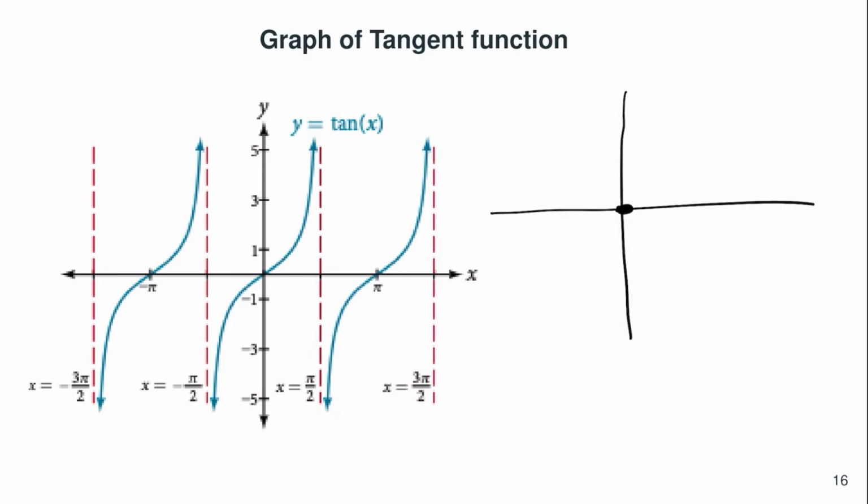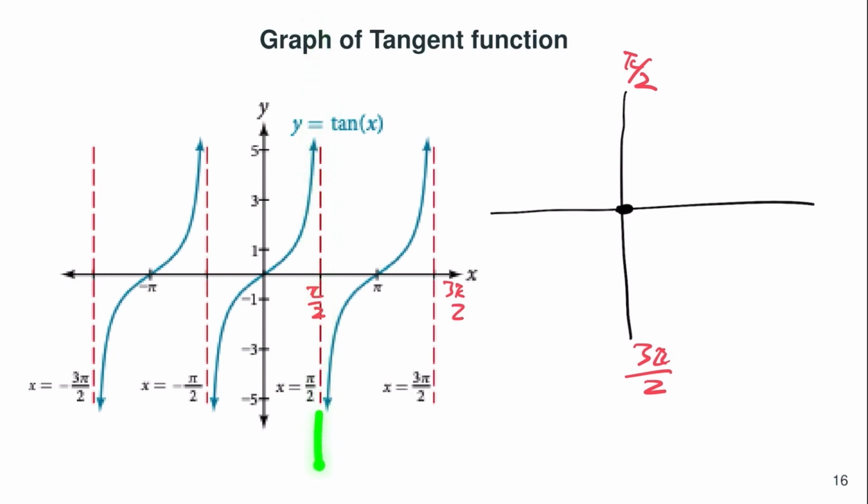So this right here is from pi over 2 to 3 pi over 2. So what's happening is that at pi over 2, this angle right here, we have pi over 2. The vertical line slope is undefined. That's why at pi over 2, we don't have a corresponding tangent value.